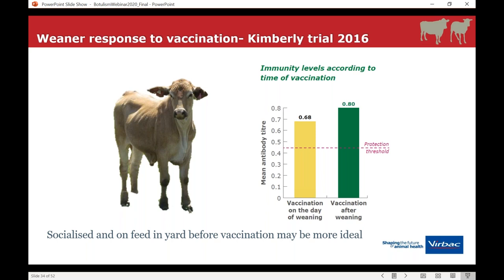And the difference is seen in these yellow and green graphs, in that the cattle that had been given a bit more time to relax on feed, they got used to the facilities, they hadn't just been mustered in, they got higher immune response to the ones that were vaccinated immediately on that day of actual weaning. Both cattle managed to achieve protective levels from the vaccine, but it's important that the cattle that were socialised and on feed in a yard got better levels, and that certainly may be therefore a more ideal way to consider it if we can.